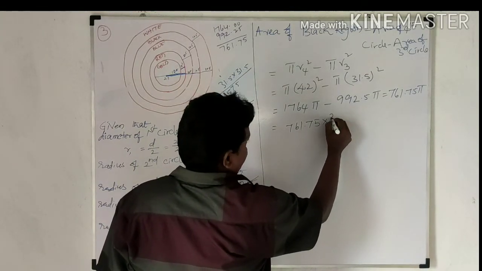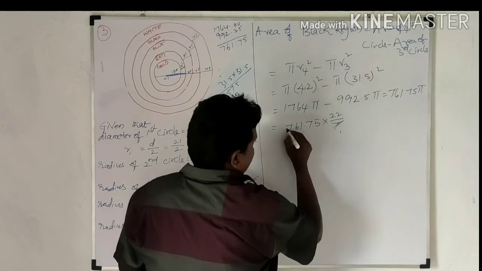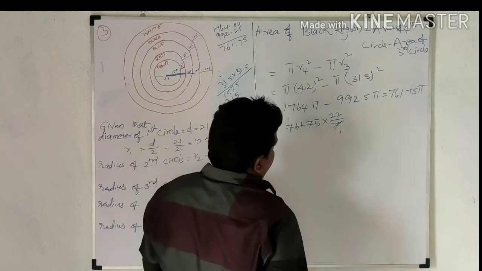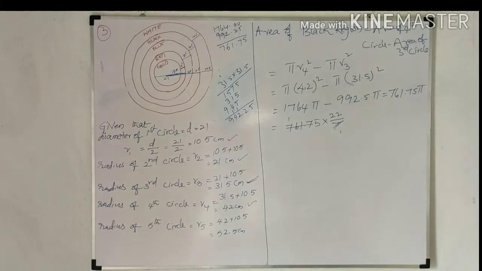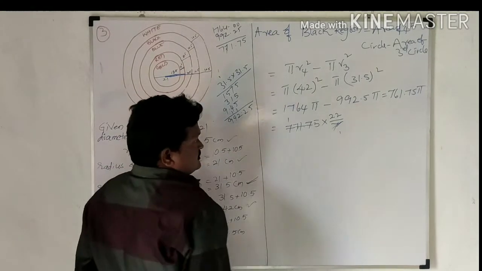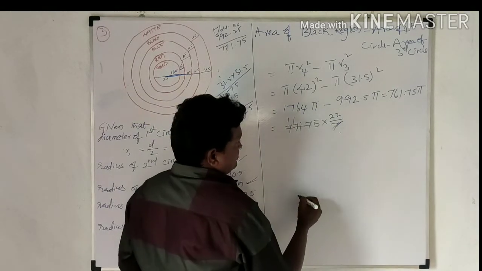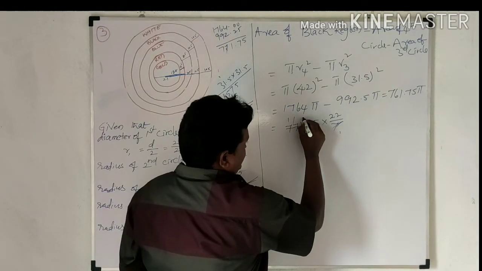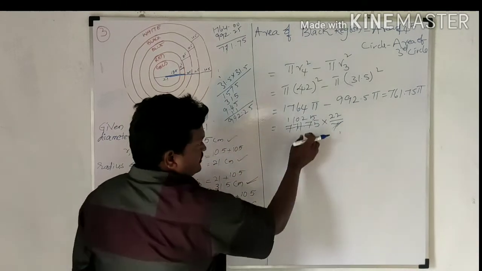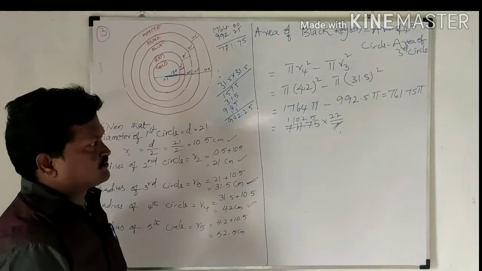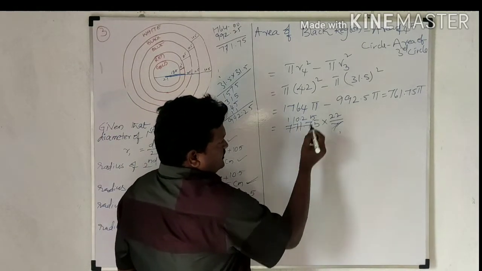Now 771.75 into pi, where the value of pi is 22/7. Dividing 771.75 by 7: 7 1s are 7, 7 1s are 7, 7 2s are 14, 7 5s are 35. Here we are taking two numbers at a time, that's why a 0 will come here. So it is 110.25.